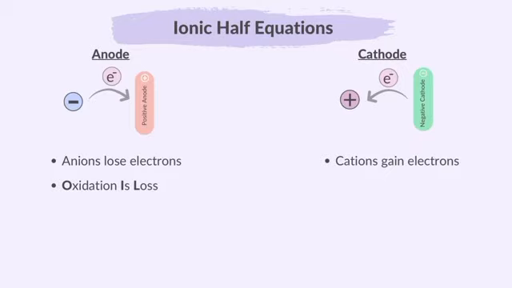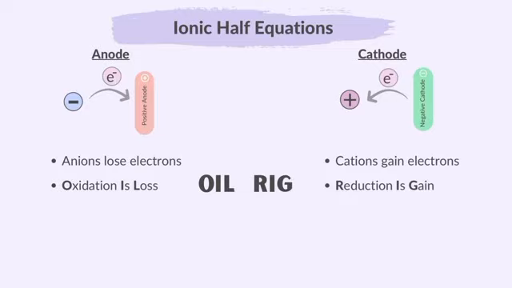And at the cathode, positive ions gain electrons. This is reduction. Reduction is when something gains electrons. An easy way to remember this is the mnemonic OIL RIG: Oxidation Is Loss of electrons and Reduction Is Gain of electrons.